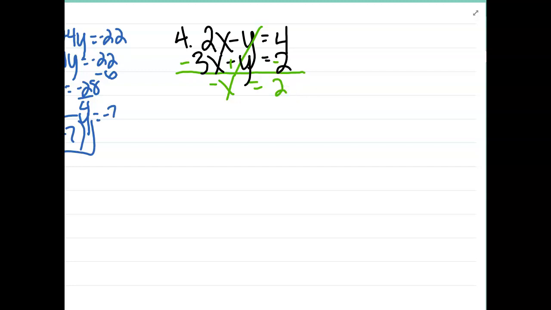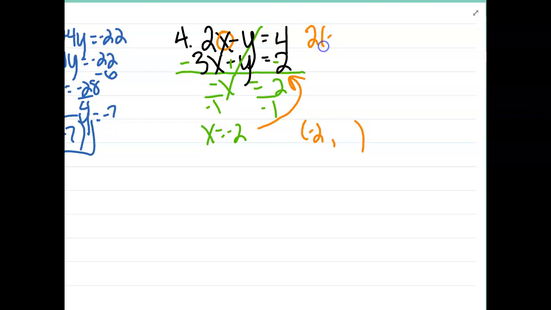And I don't want negative x, I want a positive x. How do you make a negative x a positive x? Divide by negative 1. Make sure you divide both sides by negative 1, which just flips those signs, so we would get x equals negative 2. So your answer is negative 2 comma something. Like the other ones, take that in. I'll probably plug it into the first one because I didn't change anything about that first equation.